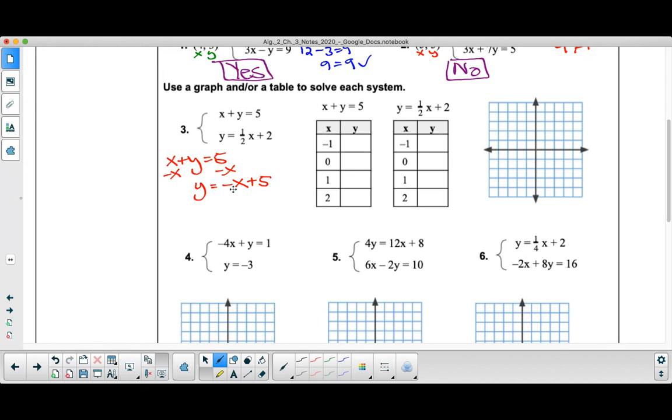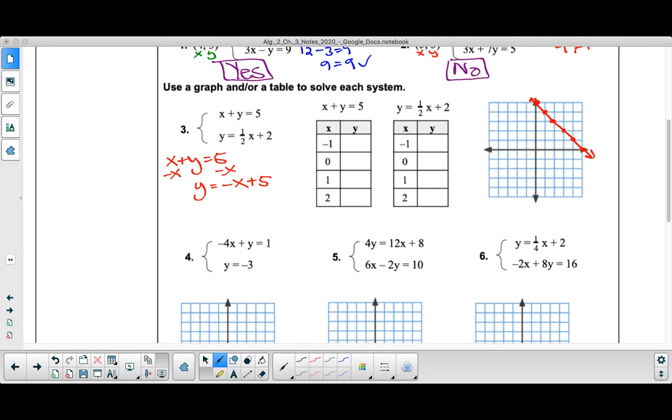Now that negative is like a negative 1, so if I graph this equation, I would put the y-intercept at 5, and my slope is negative 1. So down 1 and right 1 from there. And just keep doing that: down 1, right 1, down 1, right 1, because it has a slope of negative 1. And then connect those dots.